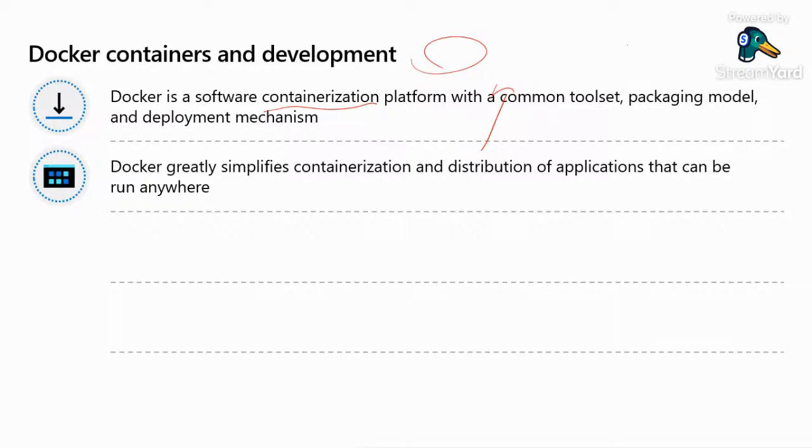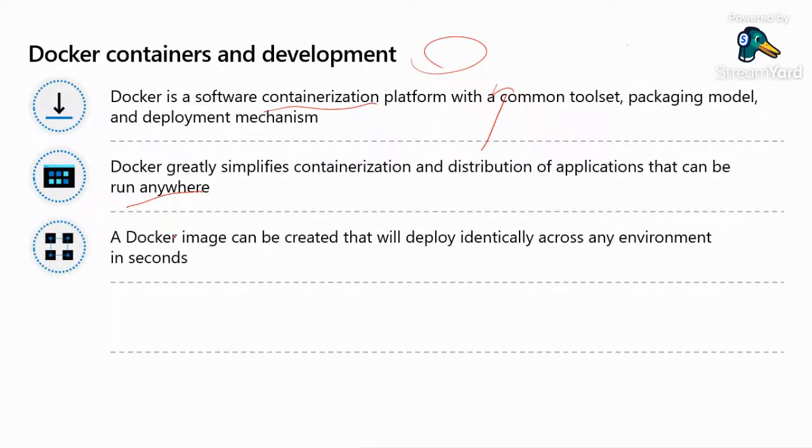And it can run anywhere, as I just explained in the first slide. It's about its portability, that it can run anywhere provided it has a container engine running, and you can just host your platforms onto that container engine. Then a Docker image can be created and deployed across any environment in seconds.